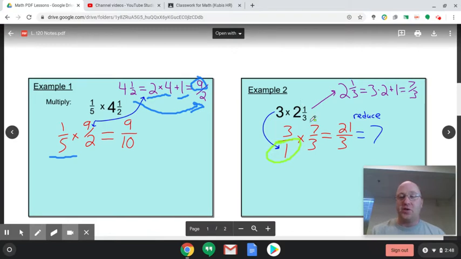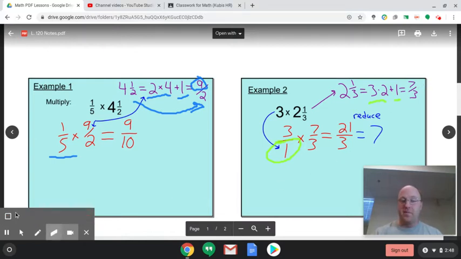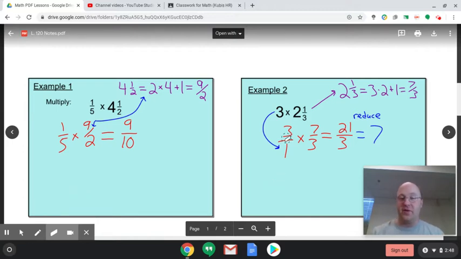Now we need to change 2 and 1/3 to an improper fraction. So again, first step, we take our denominator times our whole number. 3 times 2, which we know is 6. Then we have to add that numerator, 1. So now we have 7 over 3. Now we can do our multiplication of fractions. We have 3 over 1 times 7 over 3.